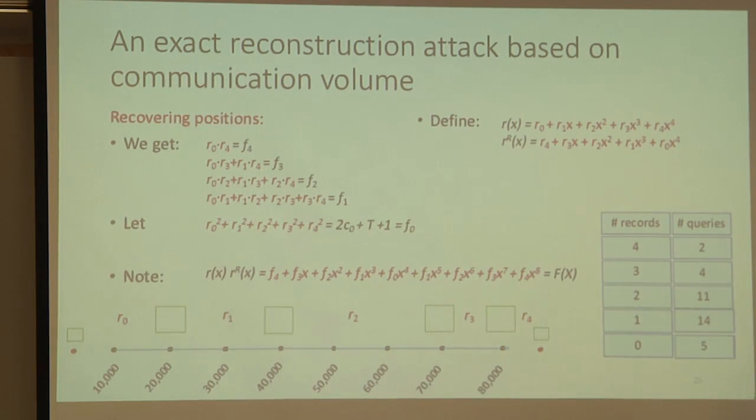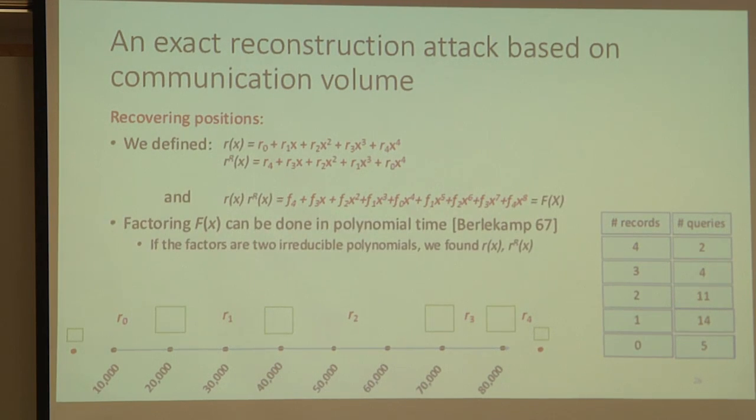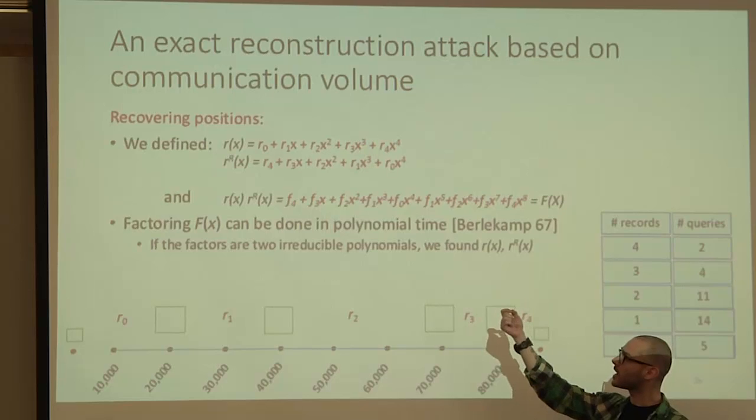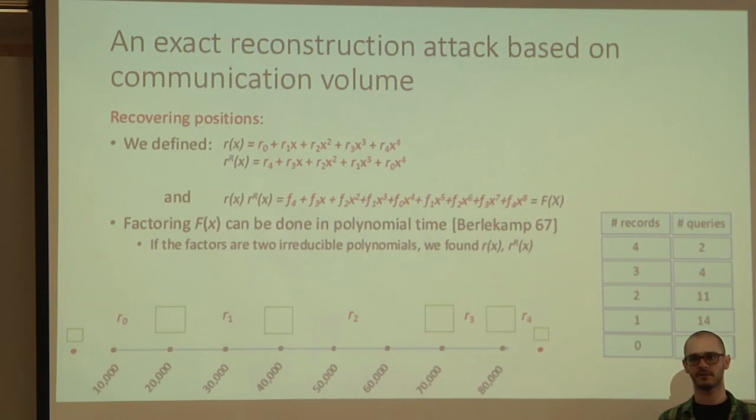So in order to find these R's, all we have to do is use a factorization algorithm on this f(x). And hopefully, we're going to retrieve 2 irreducible polynomials, one representing R(x) and the second one representing R reversed (x).